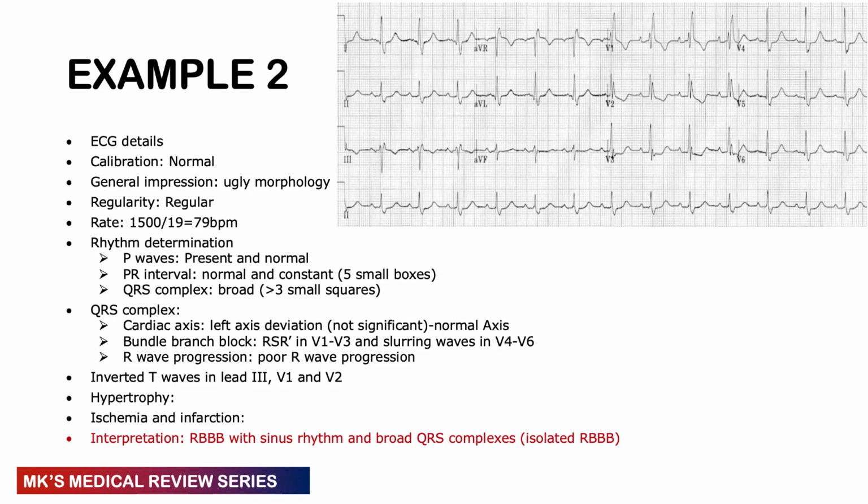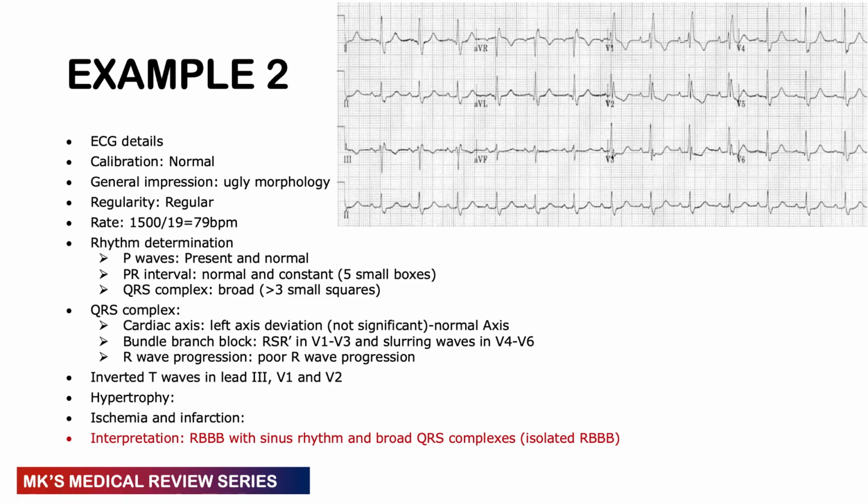So we can see that we don't have the ECG details, by the way. We don't have the patient's name, when this ECG was done, where, and the file number. The ECG calibration is normal, so 2 big boxes tall and 1 small box wide. Here we do have the rhythm strip from lead 2, so we can comment on that. So our general impression is that there are these ugly morphologies of the QRS complexes, especially in leads V1 to V6.